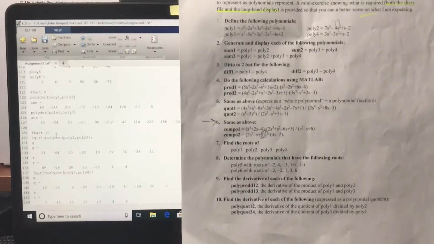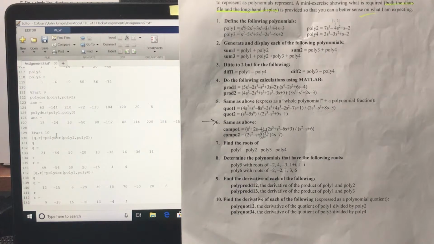And now off to 9. Find the derivative of each of the following. Polyprod 1, 2 and polyprod 1, 3. Find the derivative of the product of poly 1 and poly 2, and the derivative of the product of poly 1 and poly 3. So for that one, you just write polyder, der for derivative, open parentheses, poly 1, comma, poly 2, and there, straightforward, you get your answer. Here again, you have polyder, poly 1, comma, poly 3, and you get your answer. It's the following. Not too bad.